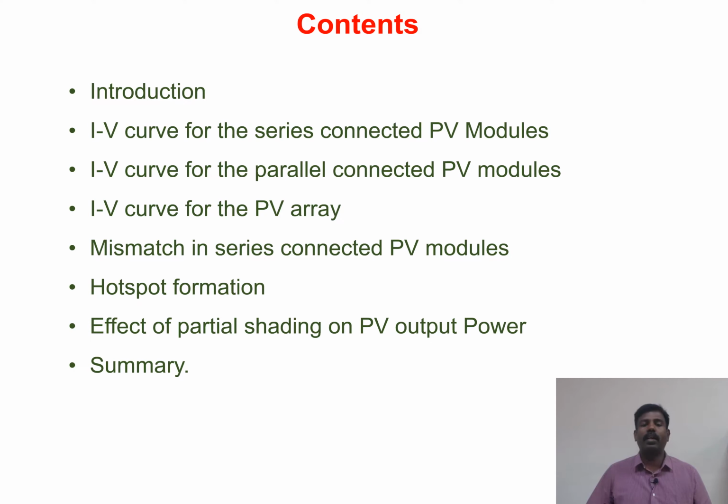So we will see the IV curve for series connected PV modules, parallel connected PV modules, and an array. We consider the PV modules to be identical, but in practice the characteristics of two PV modules may not be similar. So what happens if we connect two PV modules with dissimilar characteristics? There are some effects which happen during series connection of PV modules, which we will also see in the course of my presentation.